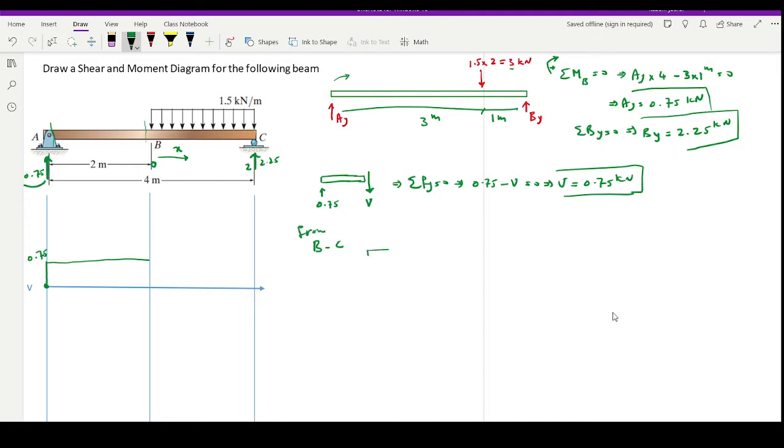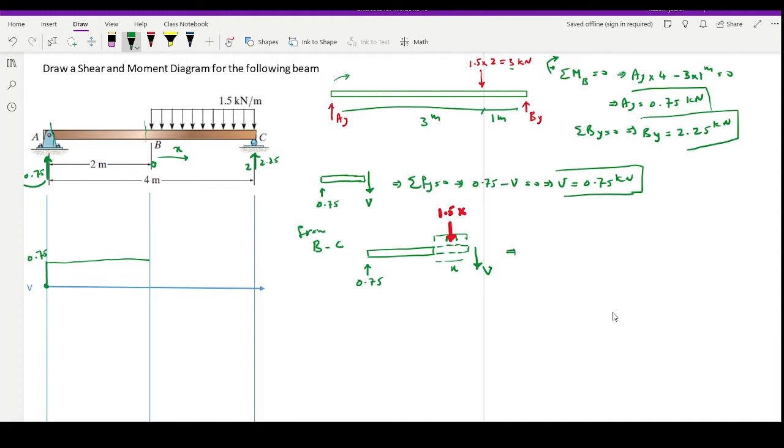I'm going to draw again a free body diagram. So I have 0.75 in here and I have V in here. The distance from here to here is x. Therefore, I can say that I have a force that is acting in here and its value is 1.5 times x. Okay, so x is going to be 0, 1, 2 because it's between 0 to 2 meters.